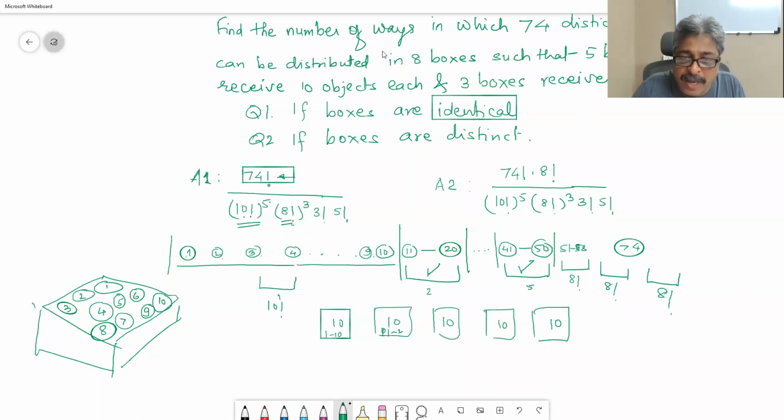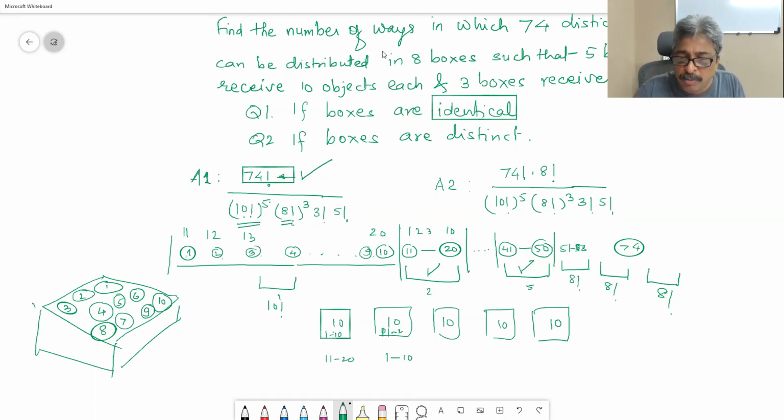Now if I had arranged, instead of 1 to 10, 11, 12, 13 up to 20 followed by 1, 2, 3, 4 up to 10, then this is yet another arrangement of 74 numbers, which is counted in this. However, in the box, the first box will have 11 to 20, and the second box will have 1 to 10. For all practical purposes, it is not making any difference.